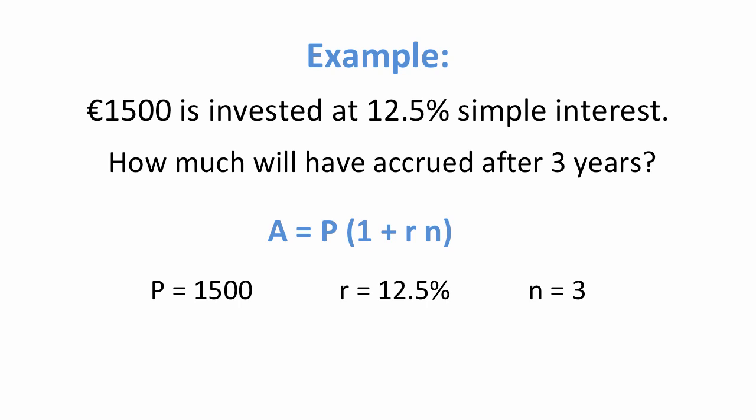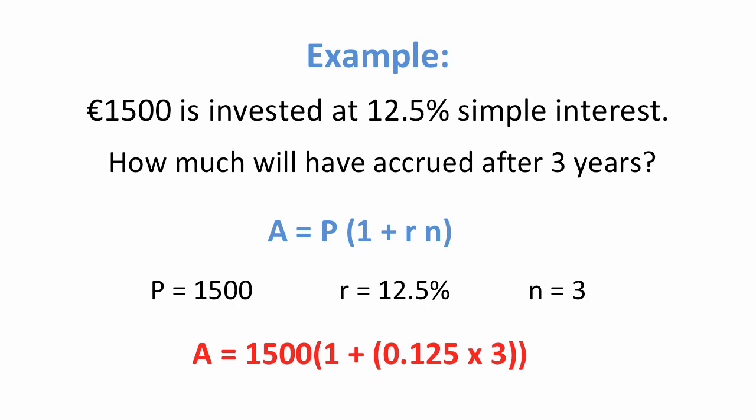We're looking for A, or the accrued amount, P being your principal of €1,500. 1 is a given in the formula. R is 12.5%, but we have to express that as a decimal, so divide it by 100 and we will have 0.125, and N being 3 years. Plugging all that into your formula, it's set up as given. Make sure you multiply 0.125 by 3 first, and then you can add it on to 1.